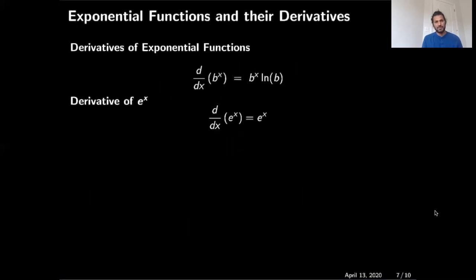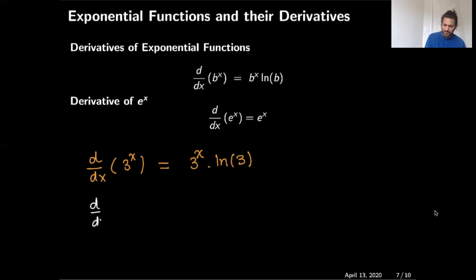Next topic is how to calculate the derivative of the exponential function. So the derivative of the exponential is given by this formula, which says that if you have the exponential function b to the power x, its derivative is b to the power x times natural log of b. For example, if we calculate the derivative dy by dx of 3 to the power x, then the derivative is simply 3 to the power x times natural log of 3. So the derivative of the exponential function is the original exponential function times the natural log of the base.